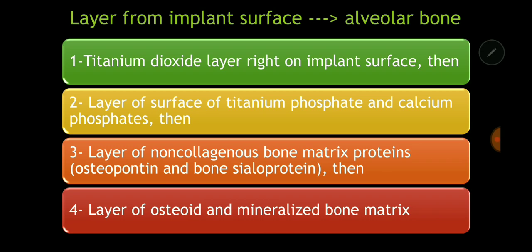The third layer is a non-collagenous bone matrix or protein, which can contain osteopontin or bone sialoproteins. And the last layer, which is close to the alveolar bone, is the osteoid and mineralized bone. Make sure this slide is very important. Make sure you memorize this slide.